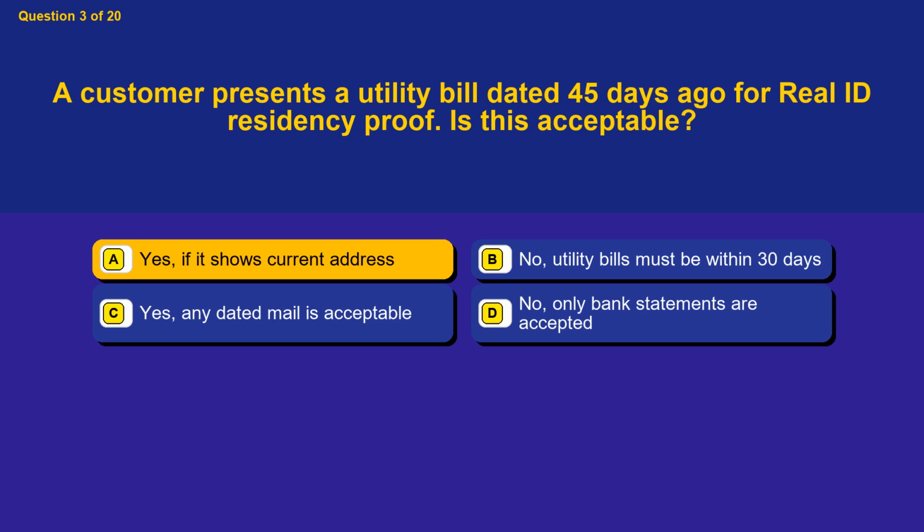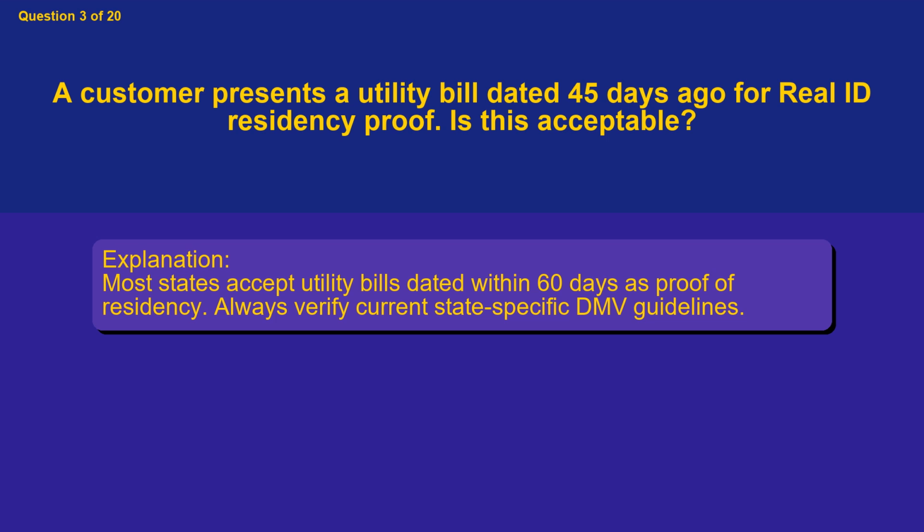The correct answer is option A, yes, if it shows current address. Most states accept utility bills dated within 60 days as proof of residency. Always verify current state-specific DMV guidelines.